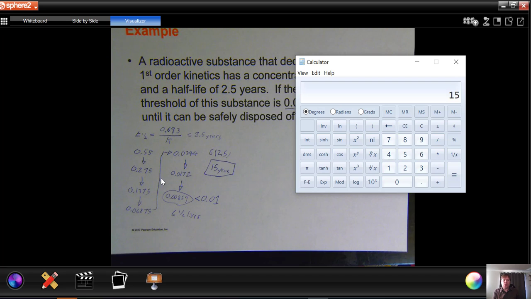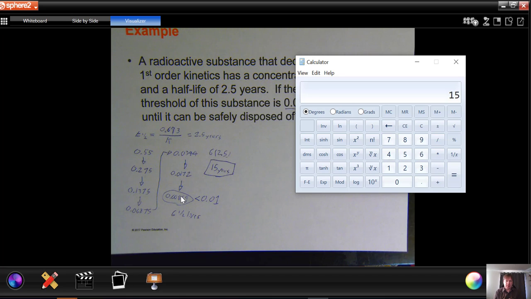This method works very well when you know you have a whole number of half-lives. So if you have a question that says, in 3 half-lives, what is the new concentration? Or if it says, for this one, after 5 years, well, you can easily see that that would be 2 half-lives. So if you have a whole number of half-lives, this is a good way to do this problem.